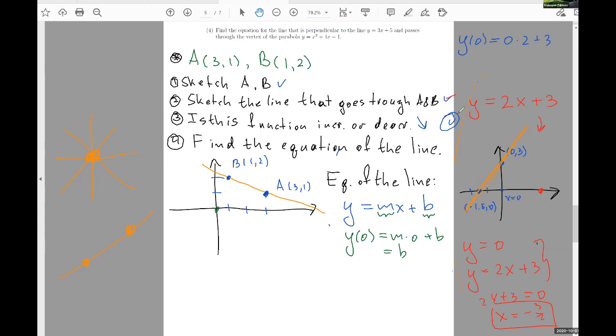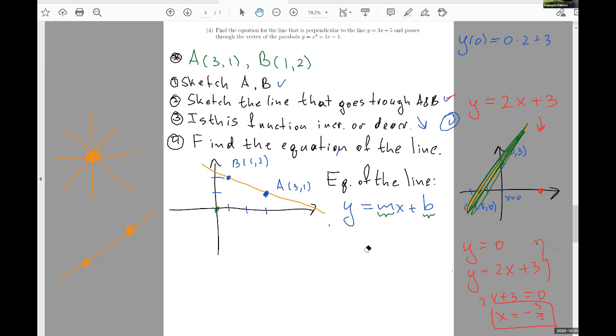So every time you sketch a line, I would recommend just plugging in x equals 0 and setting y equal to 0. And you can see here the function is increasing. But finally, let's answer part 4. So we have this form y is equal to mx plus b. Can anyone tell me, if I want to find the equation of this line, what do you need to find?